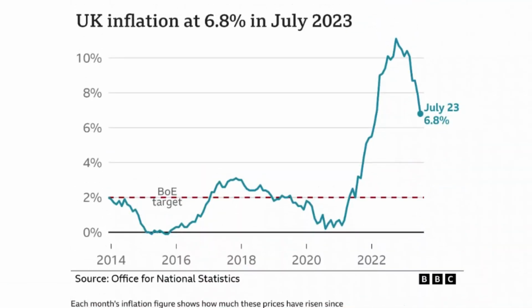Looking at the chart now, we can see in 2020 to 2021, it was in that range between 1% and 2%, which is in line with the Bank of England's expectation at 2%. However, from 2021 all the way into 2022 and 2023, we can see the UK inflation got as high as almost 11% plus. And now, though it's come back down to 6.8%, it's still really elevated when comparing it to that Bank of England target.